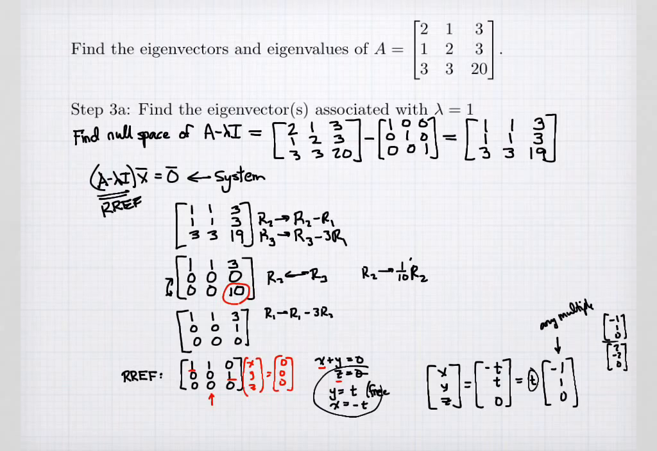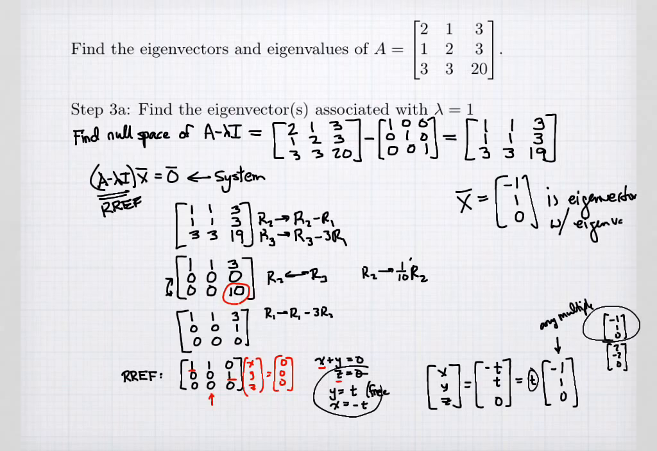So let's indicate this. So I have an eigenvector, negative 1, 1, 0 is an eigenvector with eigenvalue lambda equals 1. And now let's go to the next one.